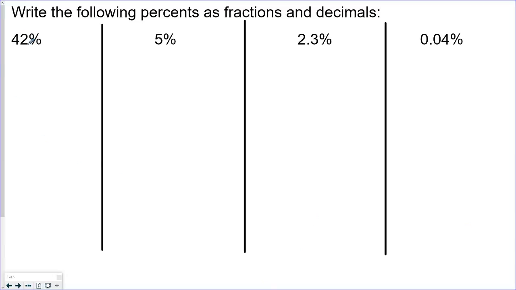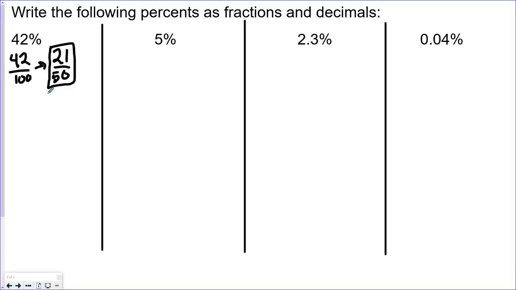So how about 42%? What would be 42% as a fraction? Well, that'd be 42 out of 100. And then once again, most of the time you can reduce it, definitely if it's an even number because you can divide by 2. So if we reduce this, we divide the top and bottom by 2, we get 21 out of 50. That's the reduced fraction form of 42%.